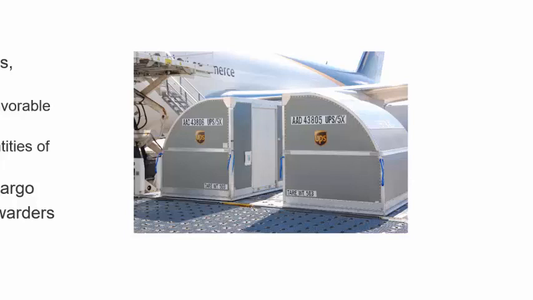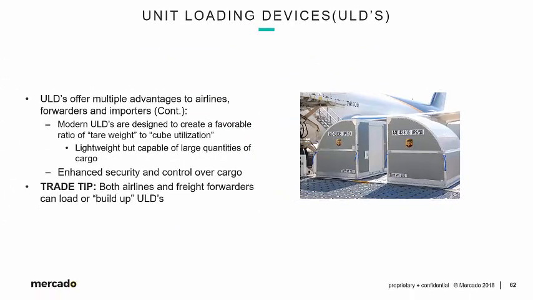We spoke of this in a previous section, where the ULDs are contoured to the circular nature of the fuselage, but that they butt up against one another in the middle to maximize the space utilization, the cube utilization of the aircraft. Of course, when one uses ULDs, there's an element of enhanced security and control over cargo. It's not a guarantee to avoid theft, but ULDs have a tendency to make theft a little bit more difficult.